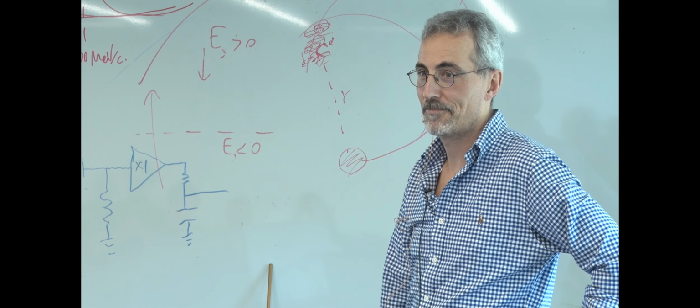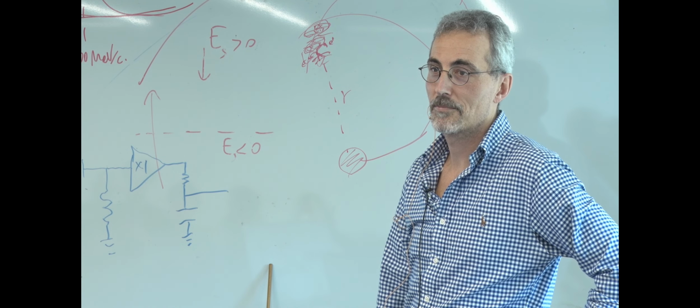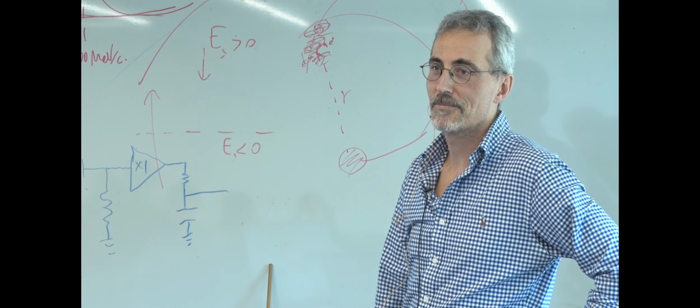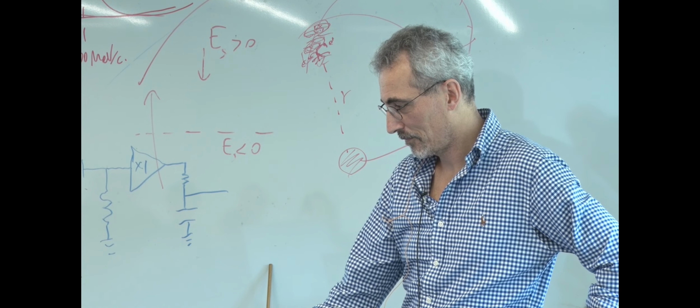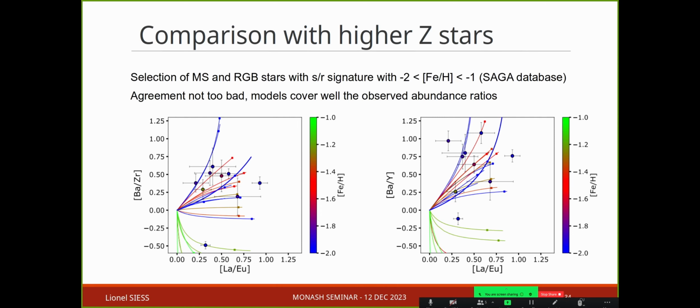With your comparison to the high metallicity SAGA database, you've got that plot. I guess that's with overshoot varying? Yes, overshoot's varying. It was just done before the talk, so I don't have all the labels yet.